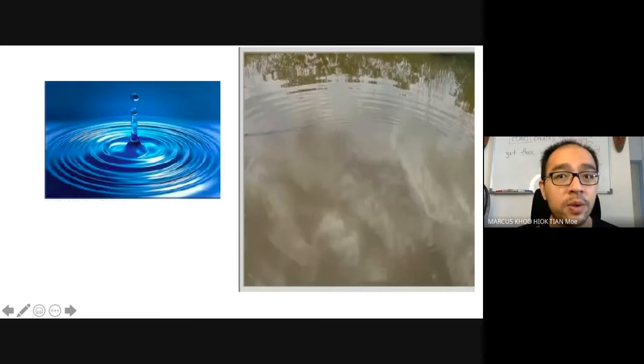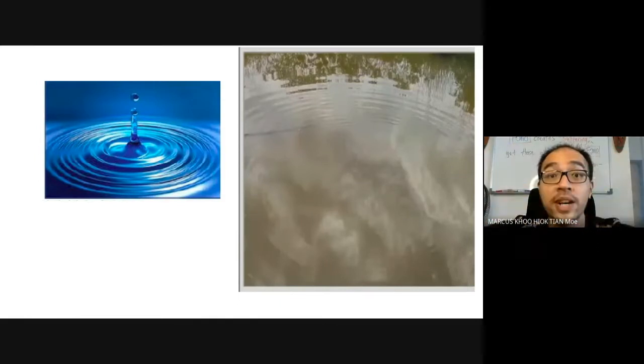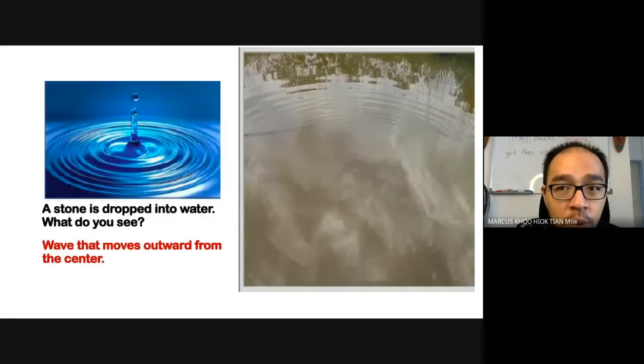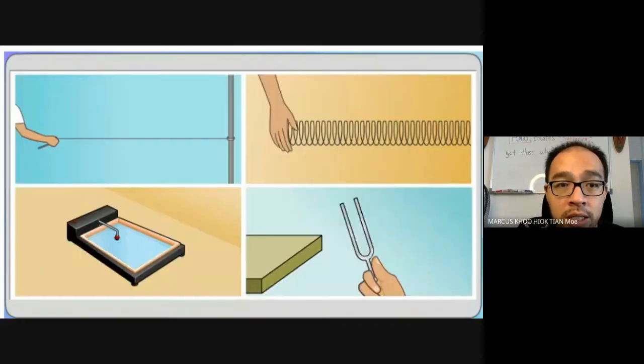Have you ever stopped to ask why the waves don't move inward? Why doesn't it converge into the center, why is it moving outward? But we find that waves move outward from the center, and we will look at why as we go along in this chapter.